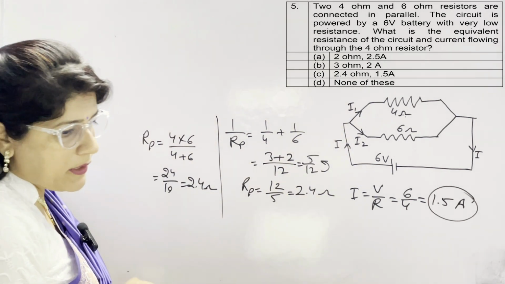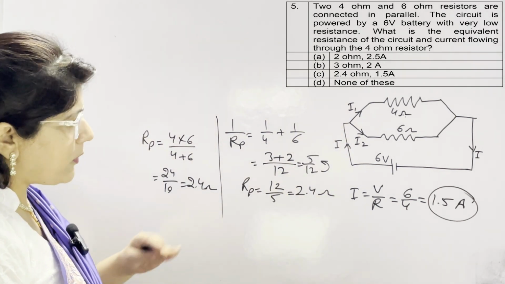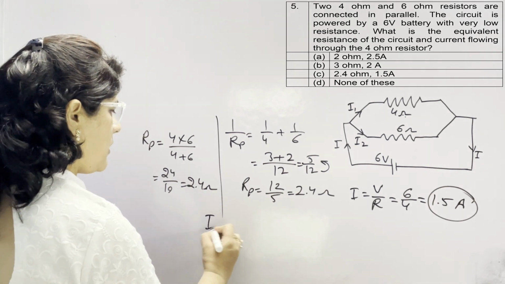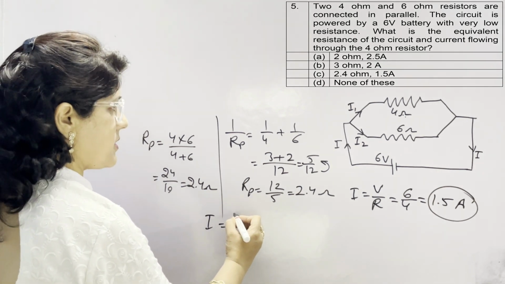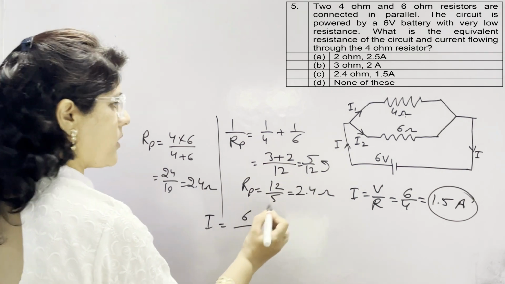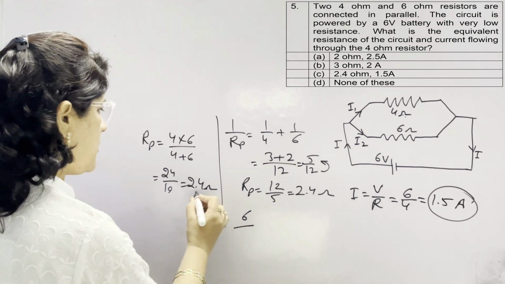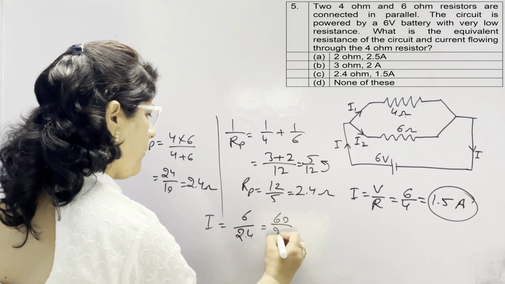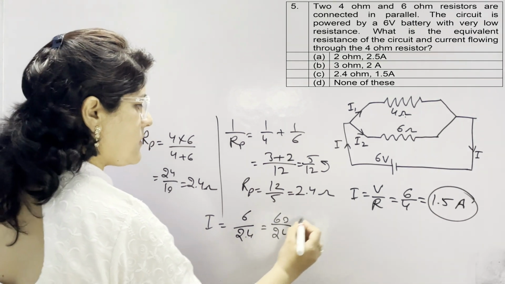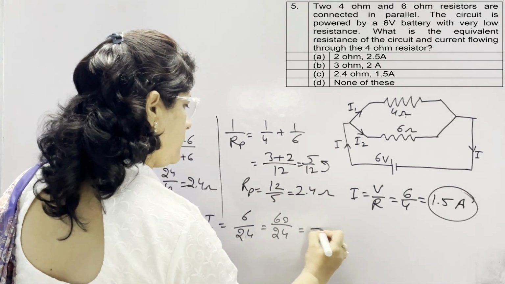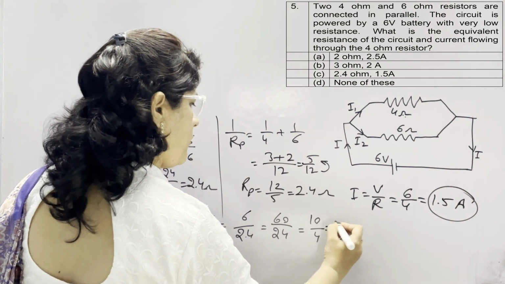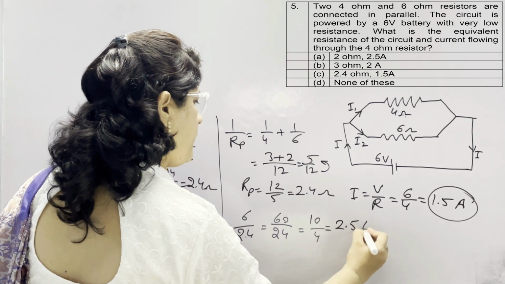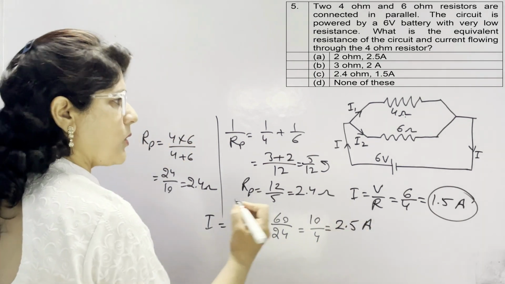Another method to calculate current is we can calculate the overall current of the circuit. I is equal to V upon total resistance. Total V is 6 and the total resistance we have calculated in this circuit is 2.4. So 60 upon 24. It means 10 upon 4. It means 2.5 ampere is the current in the total circuit.